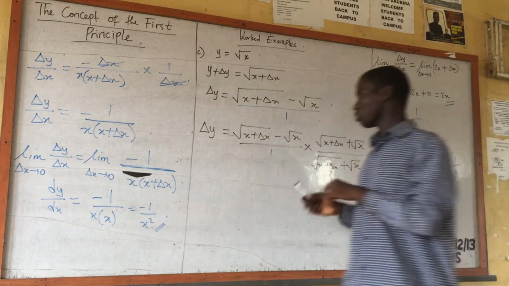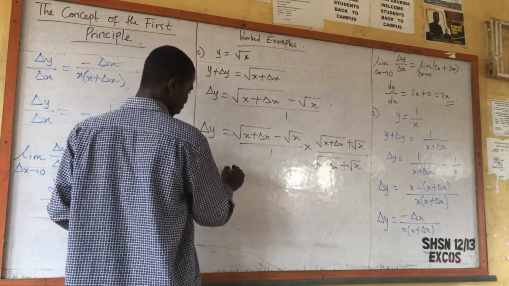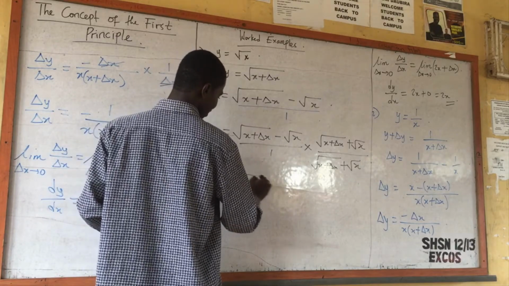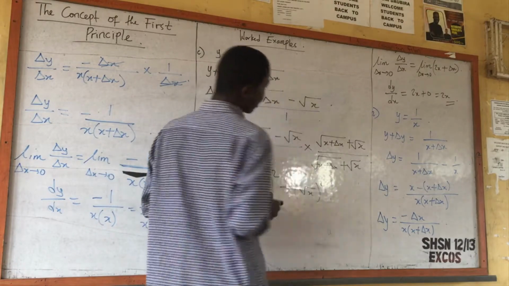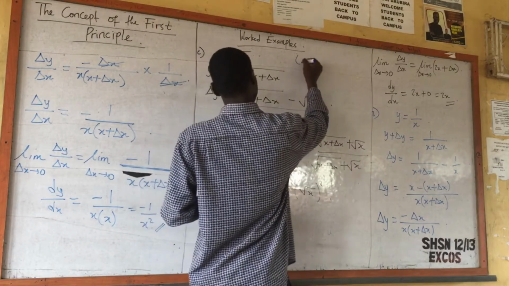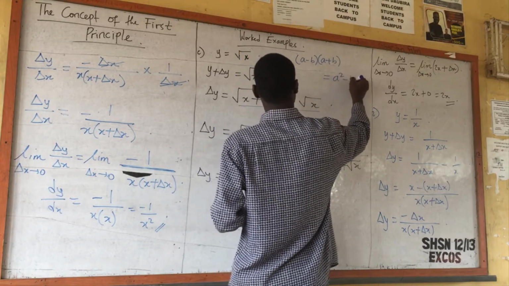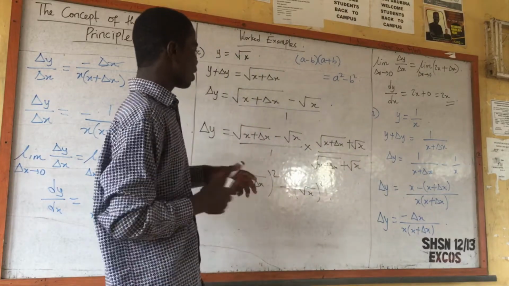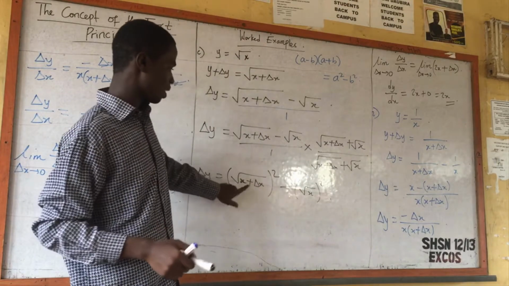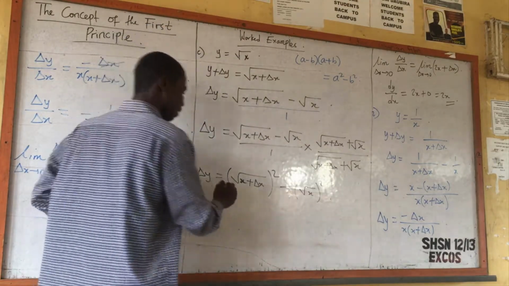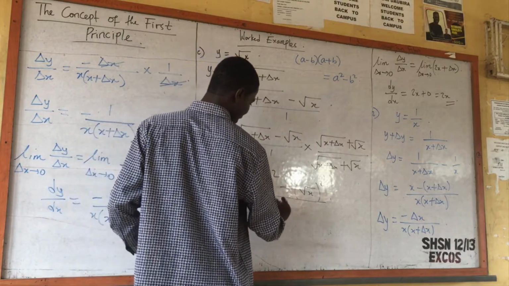By difference of two squares at the numerator, I will be left with delta y. At the numerator, I will have the square root of s plus delta s all squared minus the square root of s all squared. Difference of two squares means that when you have the bracket a minus b multiplying a plus b, the answer is a squared minus b squared. So this is like a minus b multiplied by a plus b, and the answer will now be a squared minus b squared. The denominator will remain the same: the square root of s plus delta s plus root s.